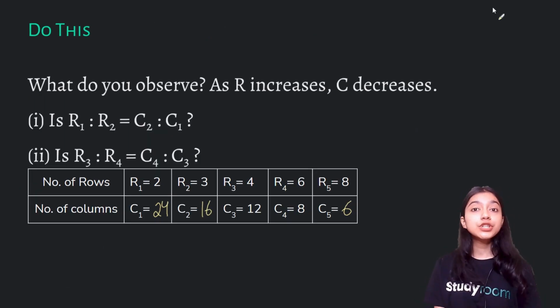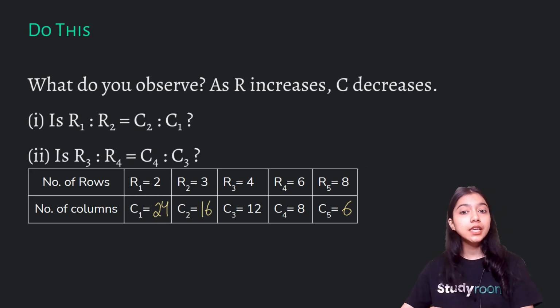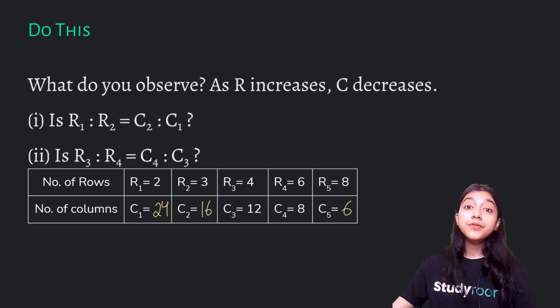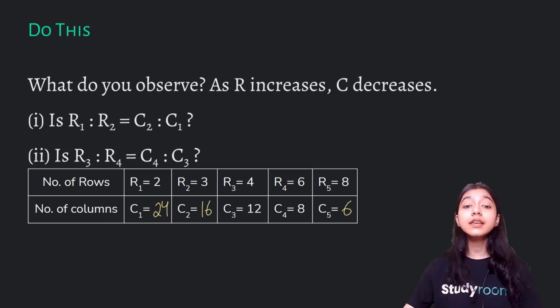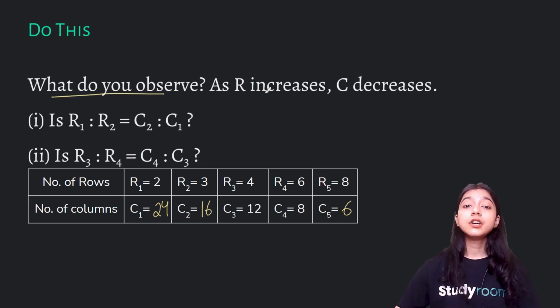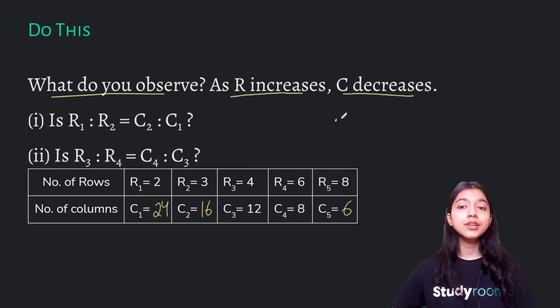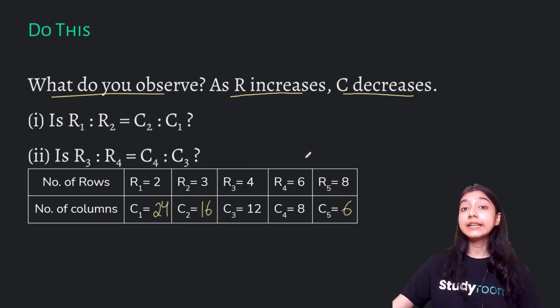Now the observation from the previous table was that as the value of R is increasing, that is, it is becoming from 2 rows to 3, 4, 5, 6 and then 8 rows, the number of columns is getting decreased. From 24, it became 16, then 12, 8 and 6. So, do you observe as R increases, C decreases? Yes, as R increases, the number of columns decreases.